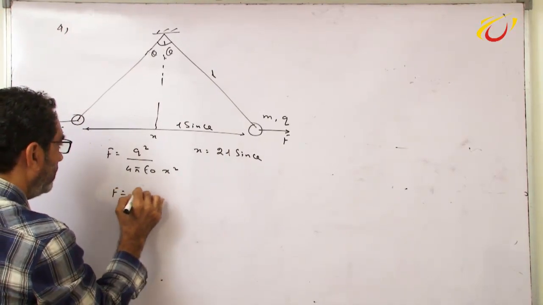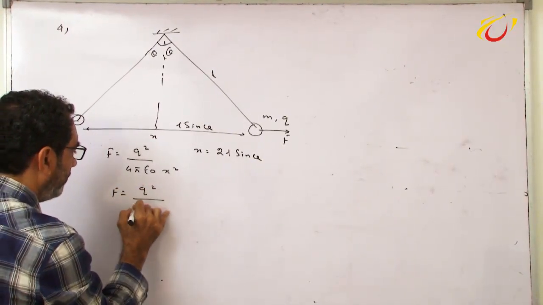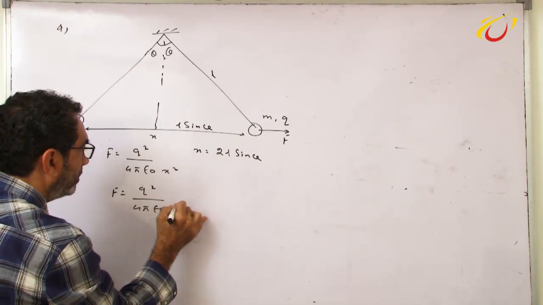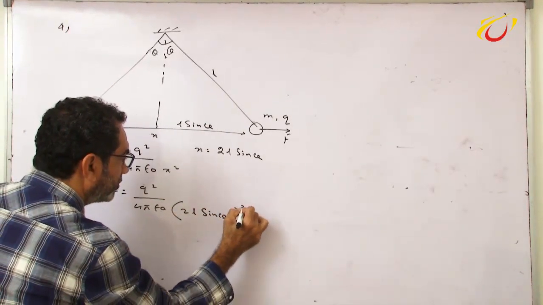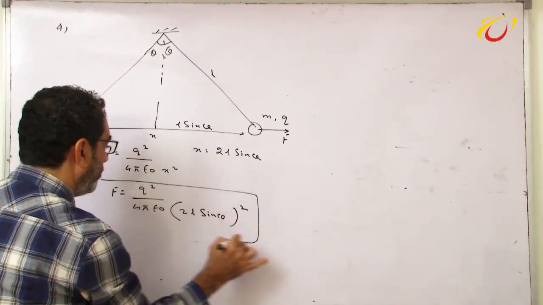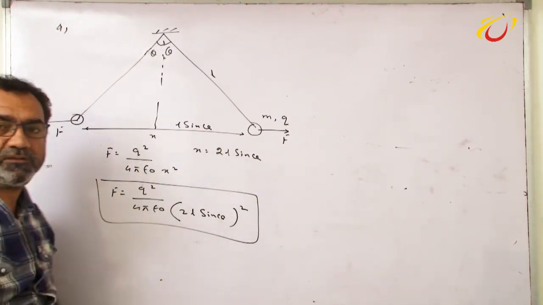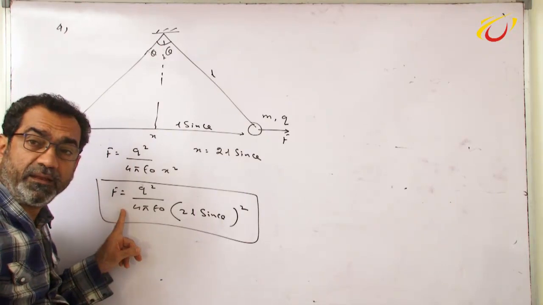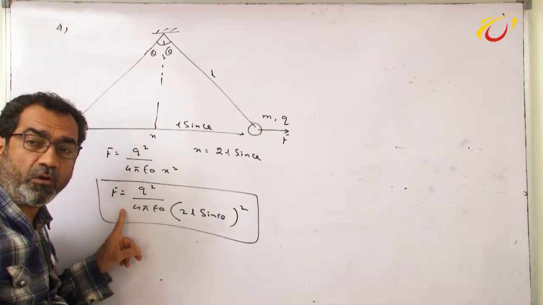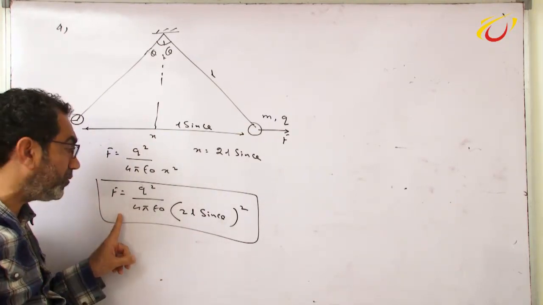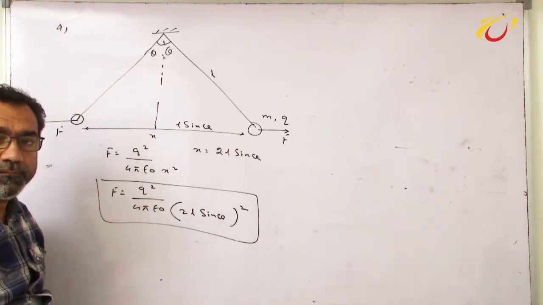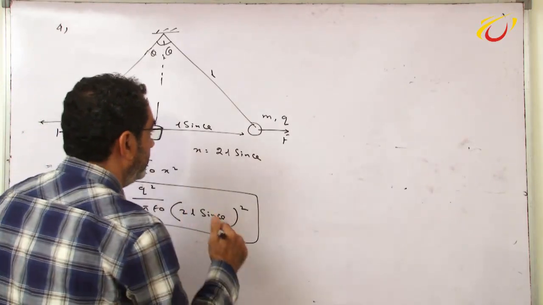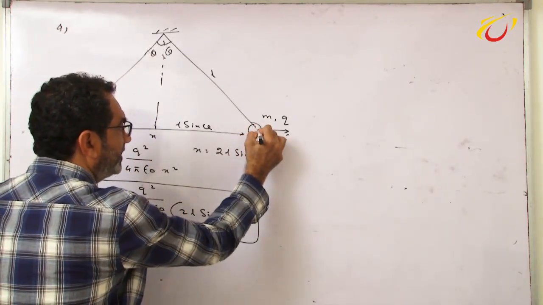Now force will be q square divided by 4 pi epsilon into the bracket 2L sine theta square. This is nothing but force. That's called Coulomb force. Let's stop here for a moment. कुछ सेकंड्स के लिए रुकता हूं, बराबर देखिए यहां तक. Agree? Okay.